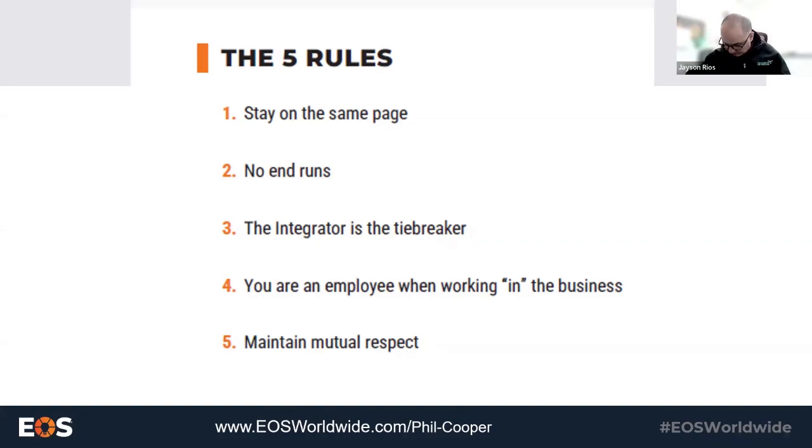Okay. Cool. The integrator, everybody on the team knows the integrator is a tiebreaker. And they never turn to the visionary and say, hey, Mr. Owner or Mrs. Owner, what do you want to do here? The word owner never comes up in a leadership team meeting, and it never comes up with any of the employees. The owner is not present in the building. The owner is not present in the company. The owner receives a rate of return that the leadership team has to deliver.